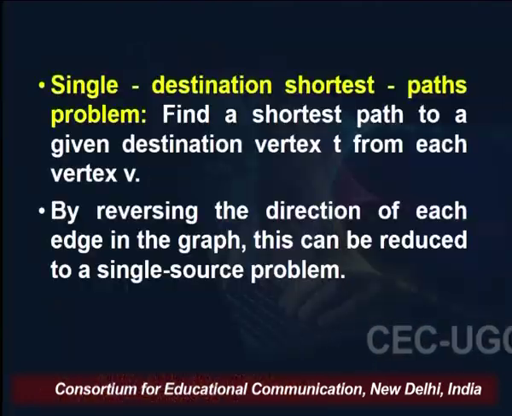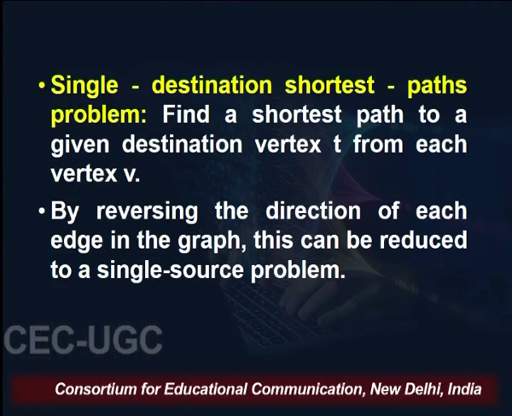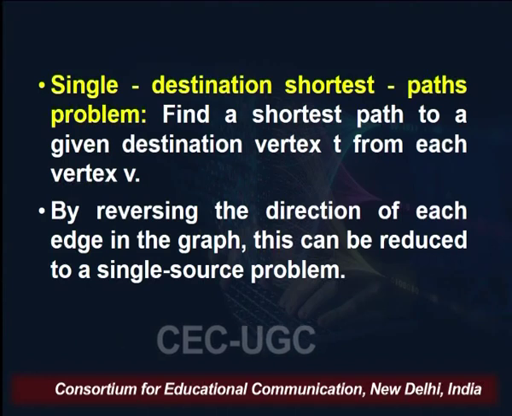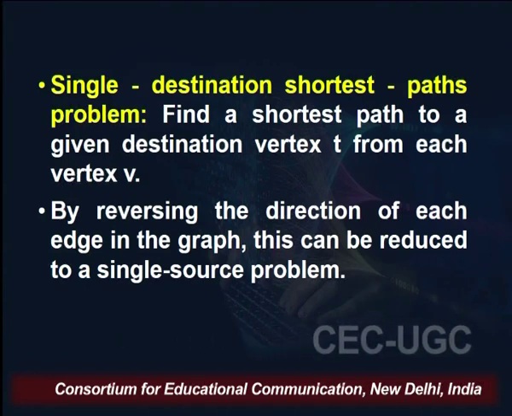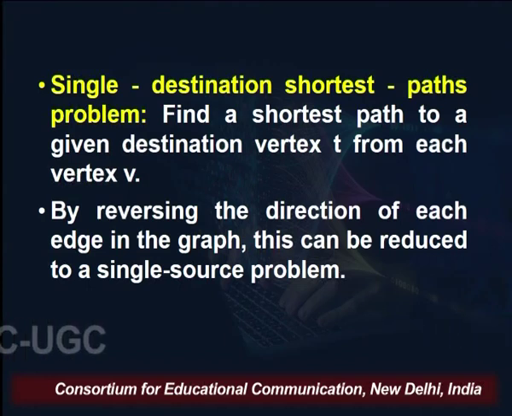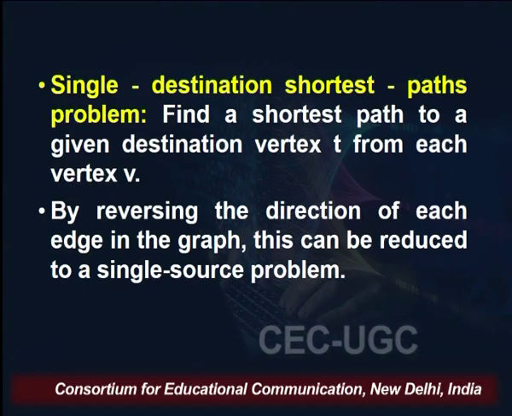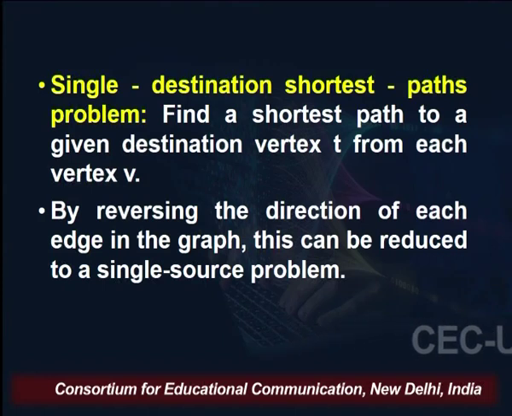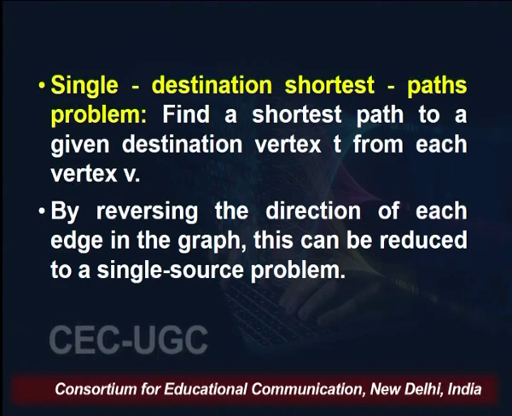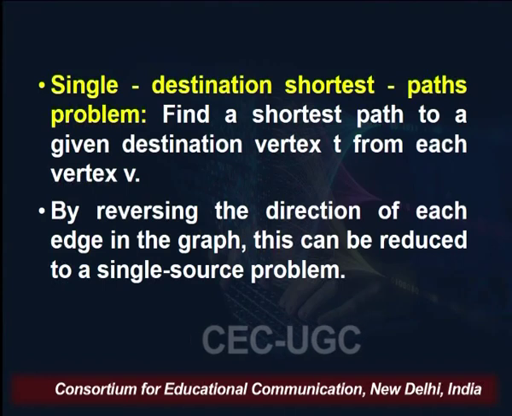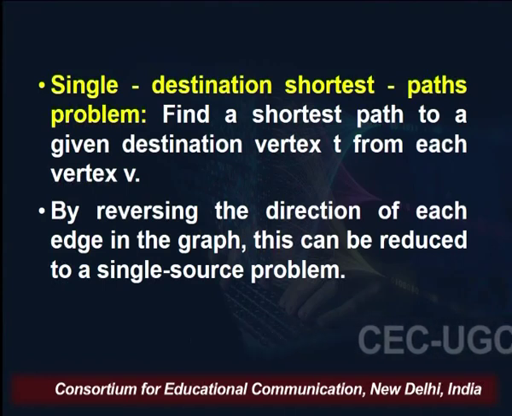So, the first variant is the single destination shortest path problem. So, we have single source, and this variant says single destination too. That means we are going to find a shortest path to a given vertex, let us say T, from each vertex V. And please notice that by reversing the direction of each edge in the graph, this can be reduced to a single source problem.